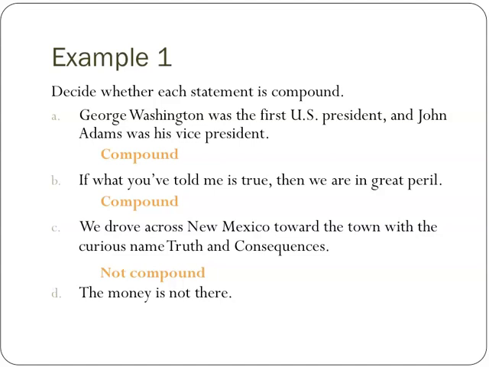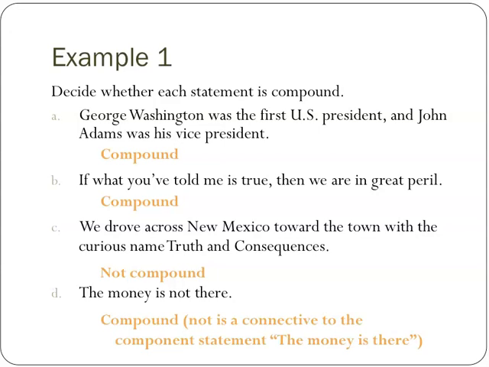This one's a little bit strange, but anytime you see something is not, or something that negates the statement, we would actually say this is a compound statement. We would say that the simpler component statement is just the money is there. So this one's a little different from the others. You're looking out for negations. If there is a negation, then it is a compound statement, and the component statement is without the negation.